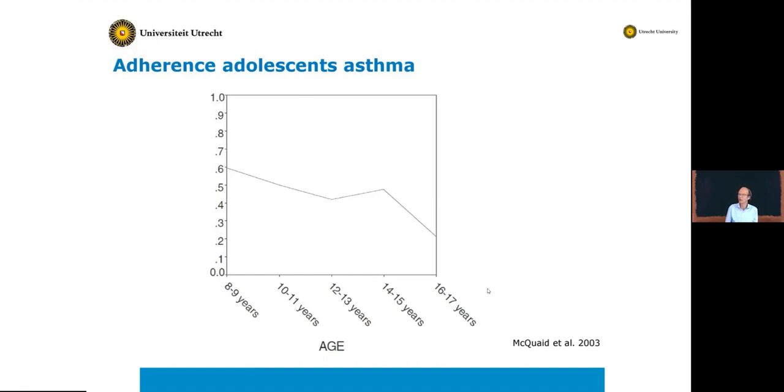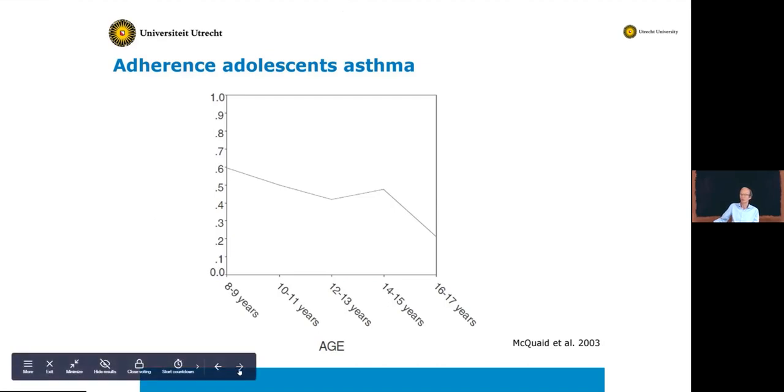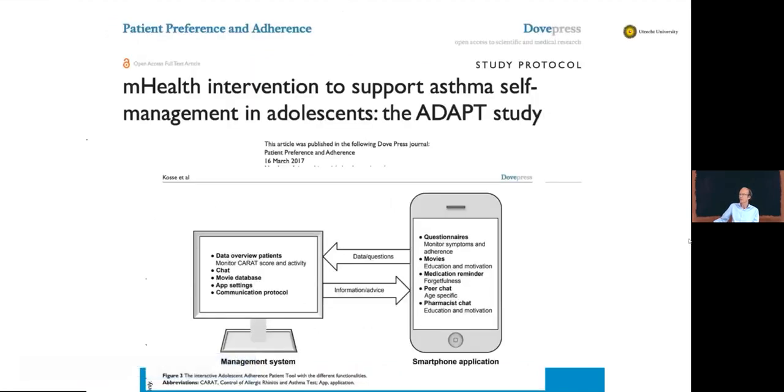And we actually see that adherence decreases a lot during adolescence. So we specifically designed a study for adolescents with asthma. And well, we had a lot of work for this, but we finally decided that we would make a smartphone application, and the smartphone application could communicate to a management system in the pharmacy.